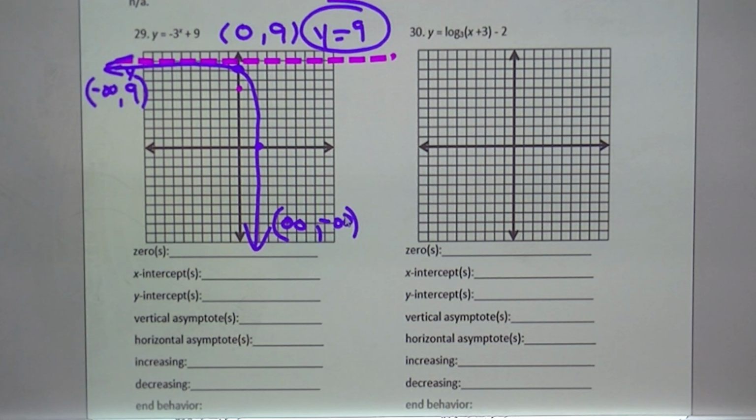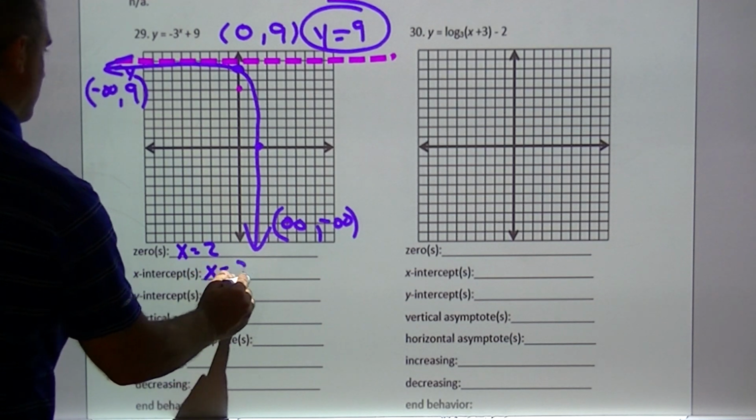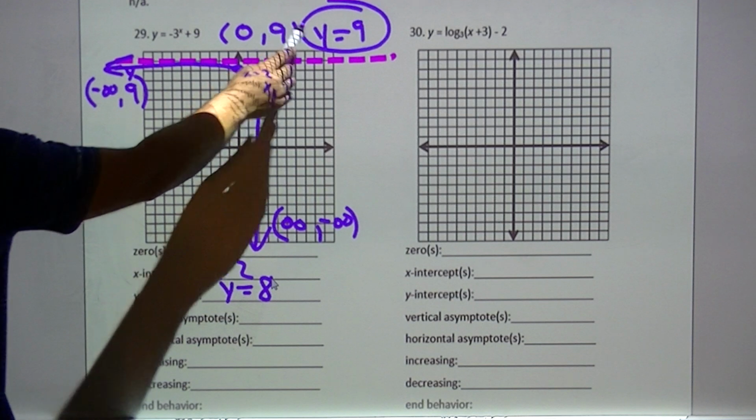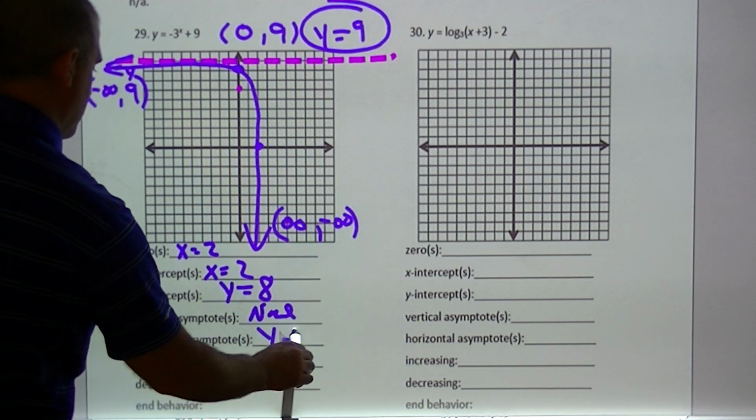Okay? So my zero, I already found that was x equals 2. So this would be x equals 2, x equals 2. The y-intercept was y equals 8. I did not have a vertical asymptote. This is horizontal at y equals 9.